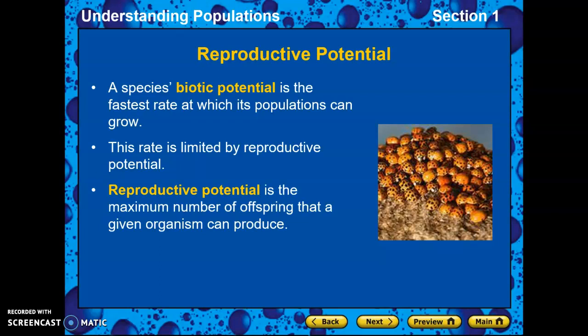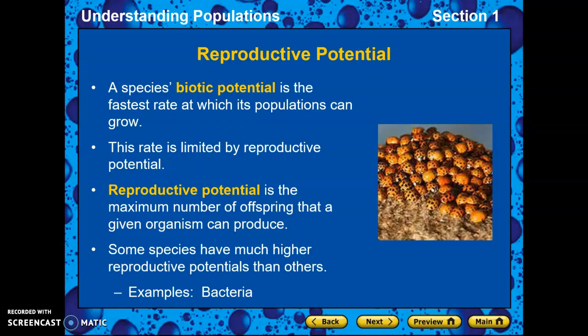Its reproductive potential is the maximum number of offspring that a given organism can produce. So this is the maximum that it can have. Some species of fish can lay hundreds of eggs at a time. There are lots of animals like that, which gives those eggs a better chance to survive and to reproduce and have their own babies.